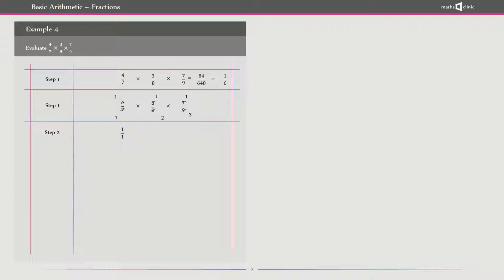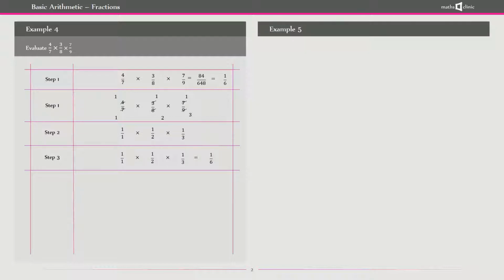Okay, so from 4 over 7, I'm left with 1 over 1. From 3 over 8, I'm left with 1 over 2. And from 7 over 9, I'm left with 1 over 3. All right, and then I can basically just go about multiplying this. It's far simpler now. I go 1 times 1 times 1, that's 1, and 1 times 2 times 3 is 6, and I have an answer: 1 over 6. Simple. And that is how you multiply fractions.